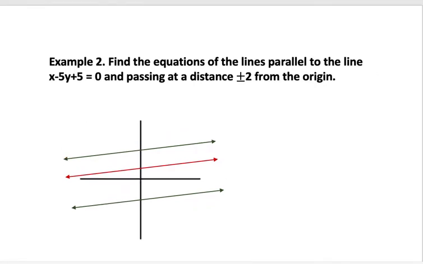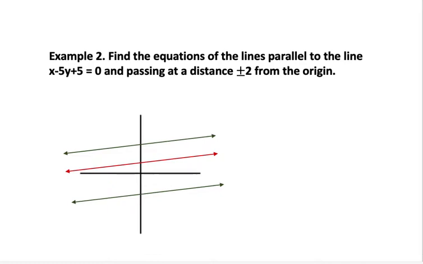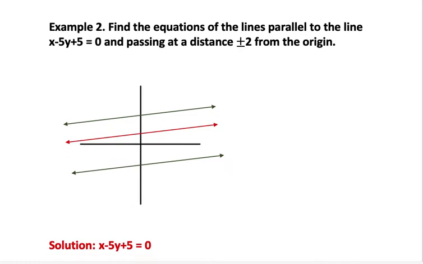In example number 2, we are asked to find the equations of the lines parallel to the line x minus 5y plus 5 equals 0 and passing at a distance of plus or minus 2 from the origin. In other words, let us have this illustration. The red line here, we are going to use as our x minus 5y plus 5 equals 0.